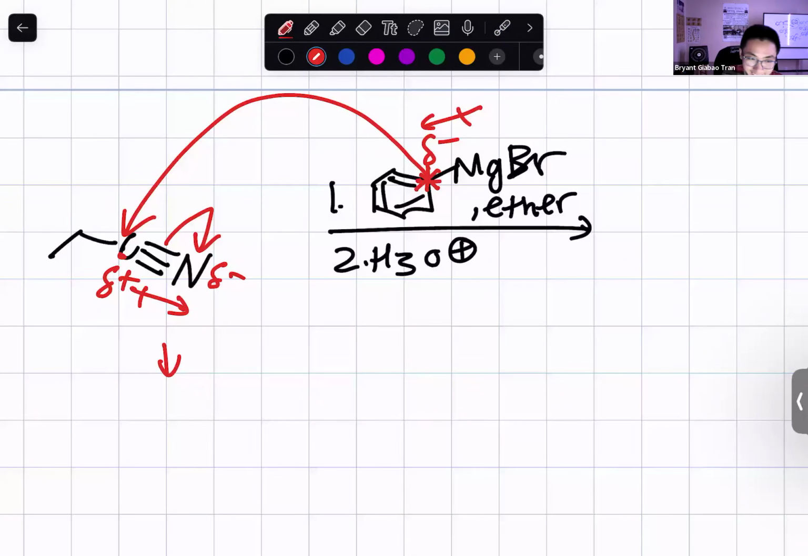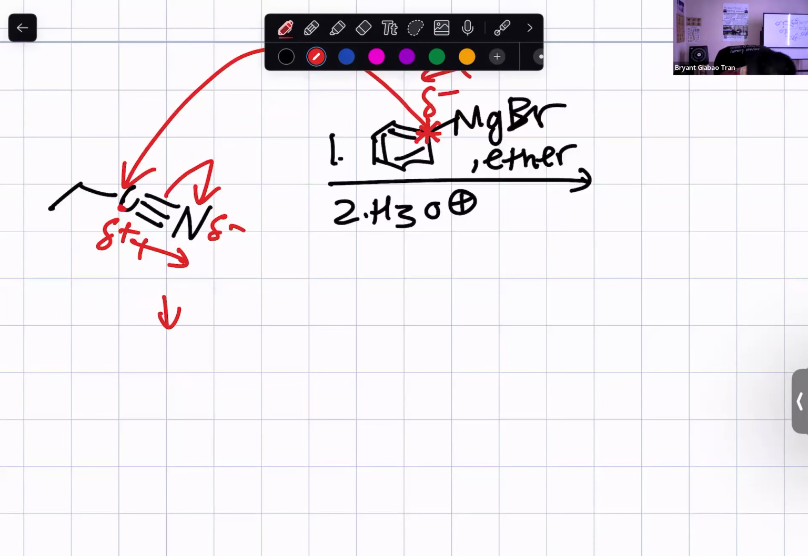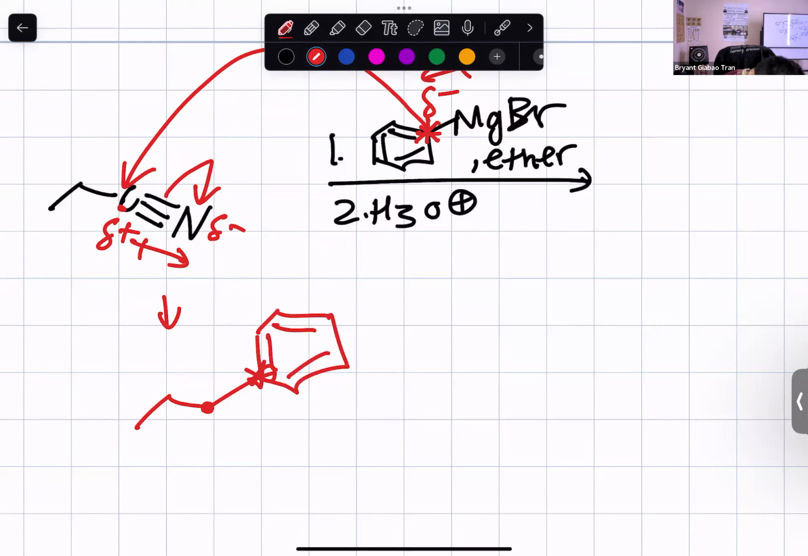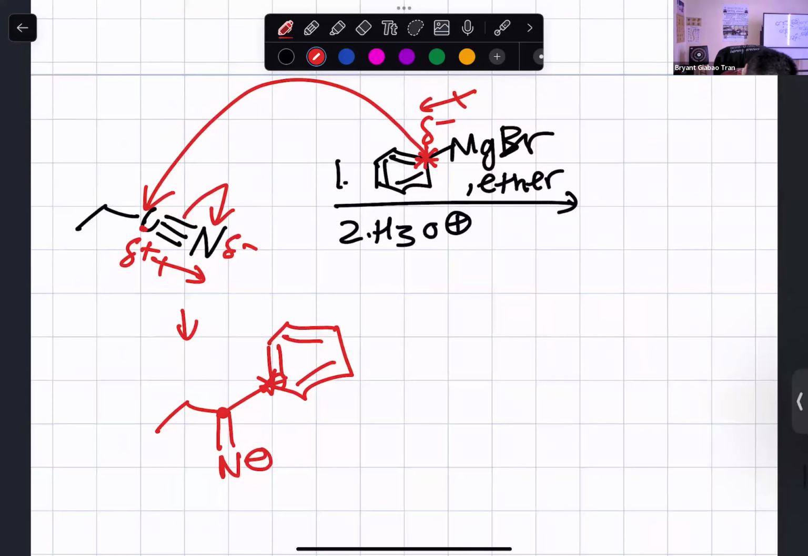I don't think you need to know the mechanism for this, but I'm going to show you anyway. But after I show you the mechanism, I'm going to show you the shortcut, and this table here that I would recommend you guys to use. When that happens, this is my star, this is my dot. This star is part of a benzene ring, which is this benzene right here. This dot carbon is now double bonded to a nitrogen that's negatively charged, right?